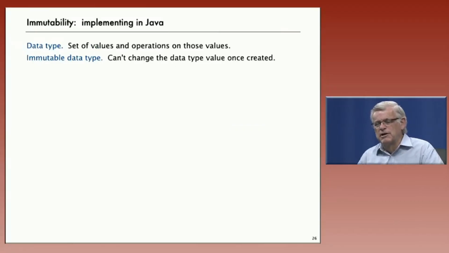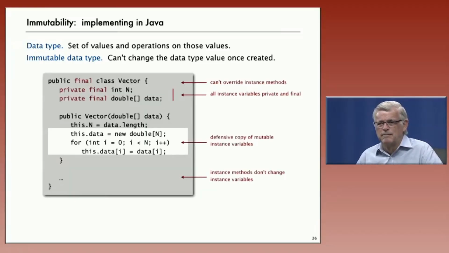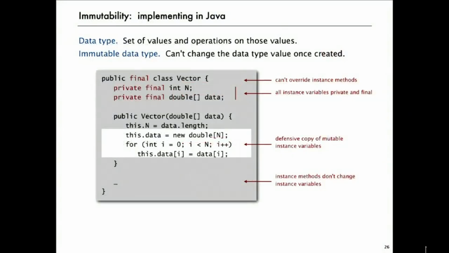So what about immutability? Everything in Java is implemented as a data type, a set of values and operations on those values. And the idea of an immutable data type is you can't change the value once it's created. That's kind of like when you create a literal value to be assigned to an integer, it has that value. Here's an example, say using a data type for vectors. It might be a way to implement vectors.